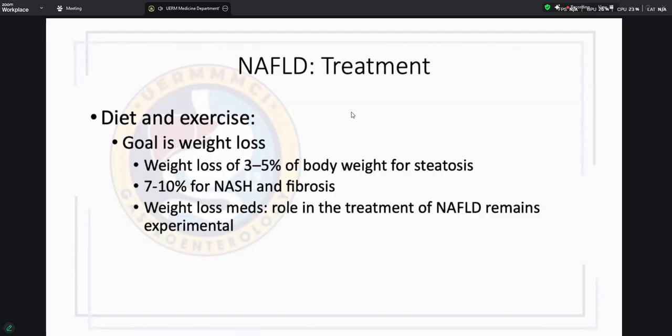Now, a number of medical or pharmacologic therapies to facilitate weight loss, such as orlistat, topiramate, and GLP-1 receptor agonists are available, but for now, their role in the treatment of NAFLD remains experimental.